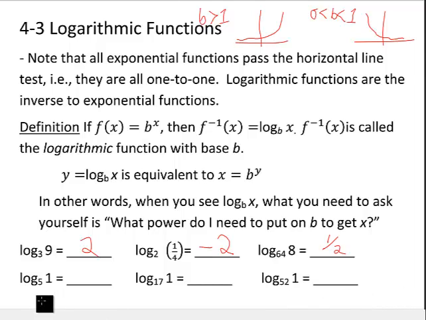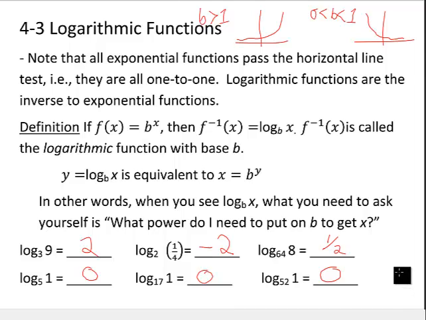So what about this one? 5 to what power gives you 1? Well, as long as b is not 0, anything to the 0 power is 1. Same thing with 17. 17 is not 0, so 17 to the 0 power is 1. With 52, it should be no surprise that 52 to the 0 power is 1.